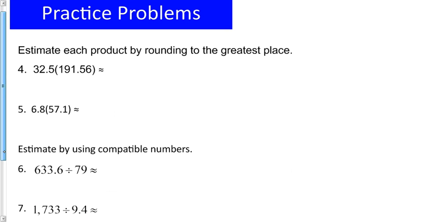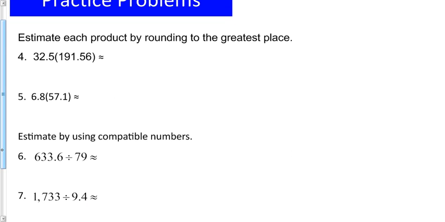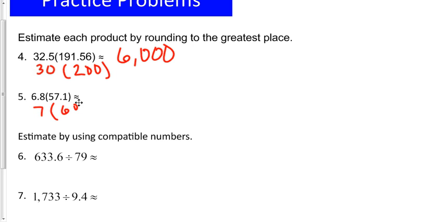All right, for these next examples here, I'm going to round to the greatest place when I'm multiplying here. So this is going to be 30 times 191 is going to round to 200. 30 times 200 is 6,000. This is going to round to 7, and 57 is going to round to 60, and that's going to be equal to 420.